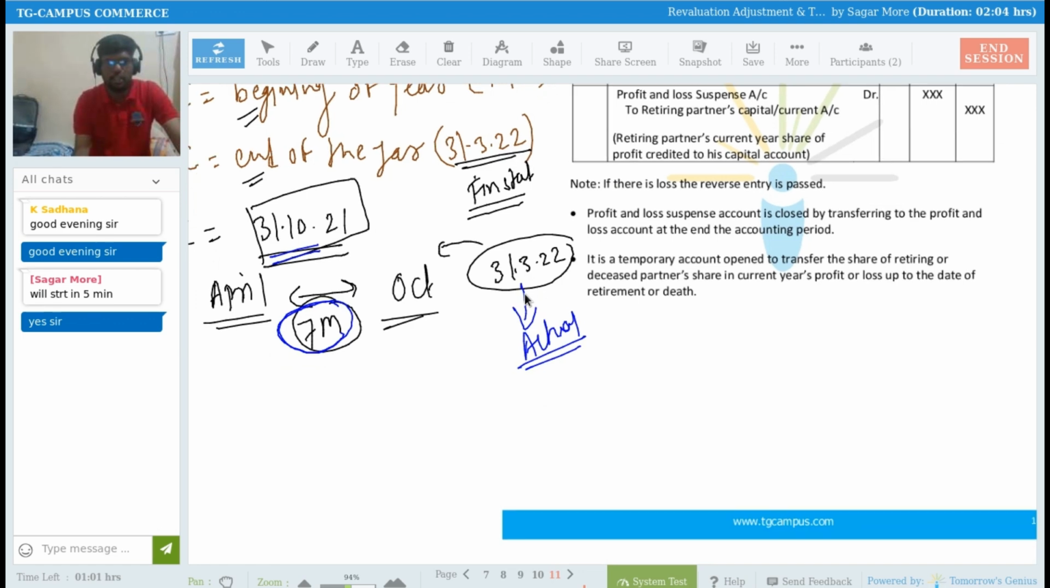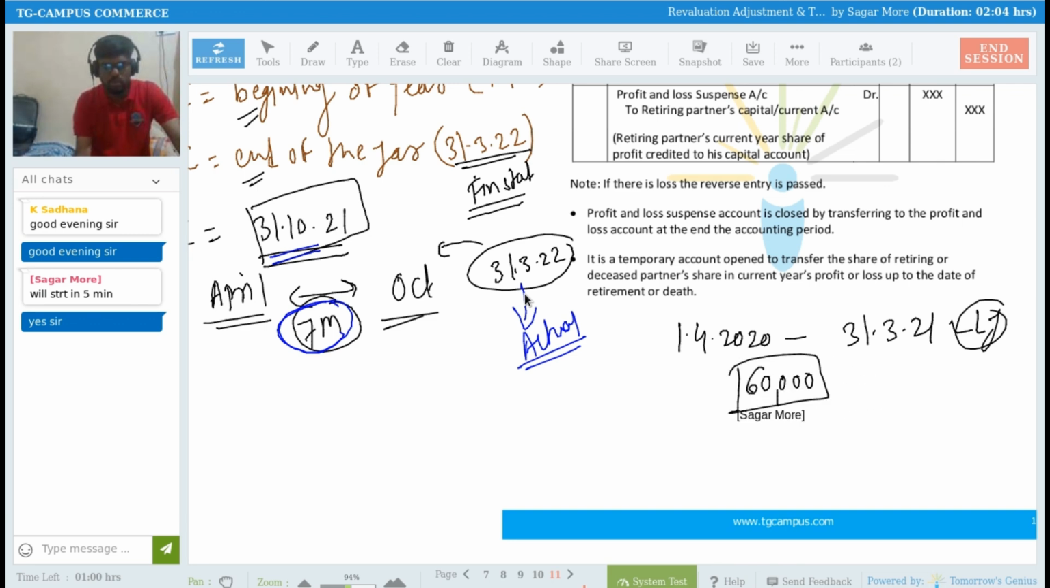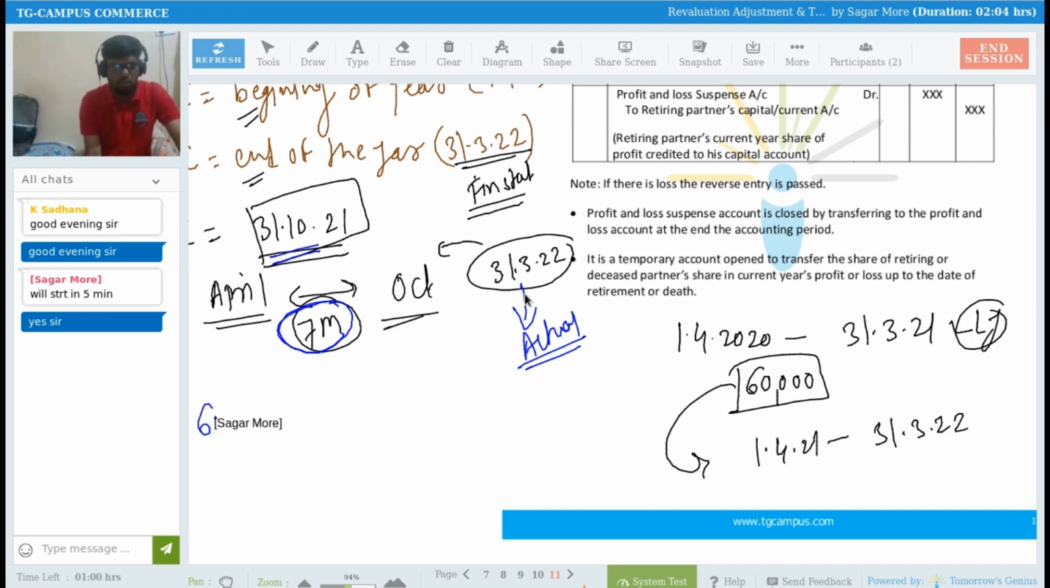So the profit that you earned from 1st of April 2020 to 31st March 2021, this is my last year, right? Last year you earned a total profit of 60,000 rupees. So what you are assuming here is that the same amount of profit I will earn from 1st April 2021 up to 31st of March 2022, right? And based on that, I will give a share to that retiring partner. So I'm assuming this year's profit will be 60,000. Sir, what do I need to calculate? 7 months of profit now. I need to give him 7 months of profit.